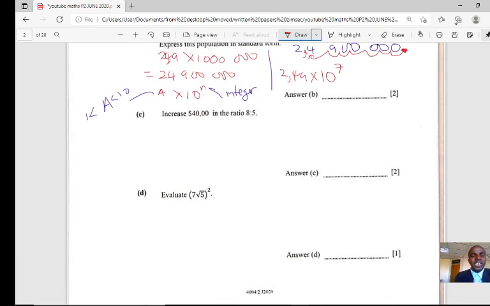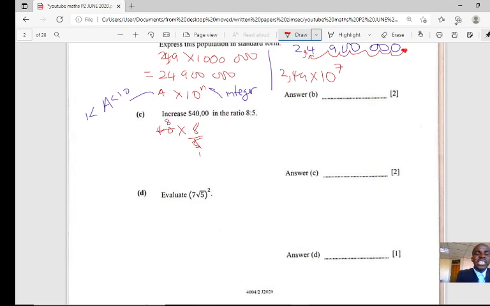Next, increase $40 in the ratio 8:5. Right, this one you just say 40 times 8 over 5. It just means over. That's it. Then from this one you simplify 5 into 5, 1.